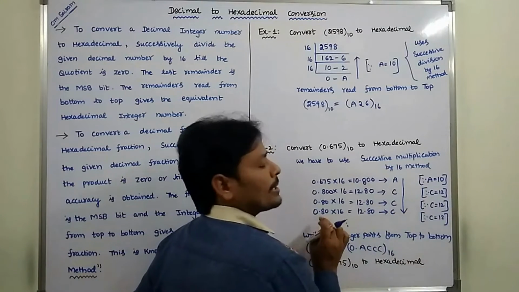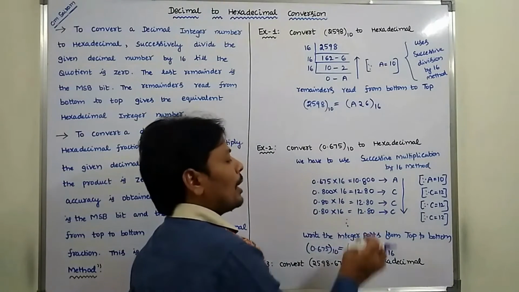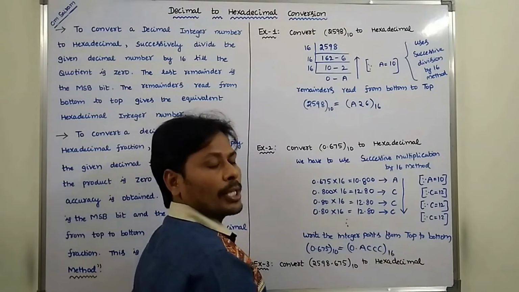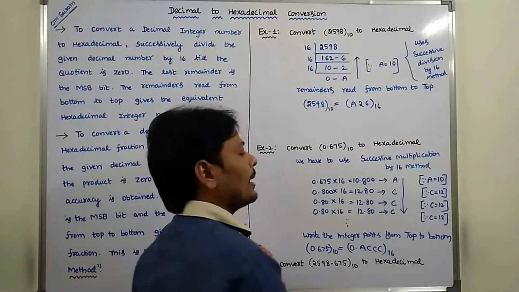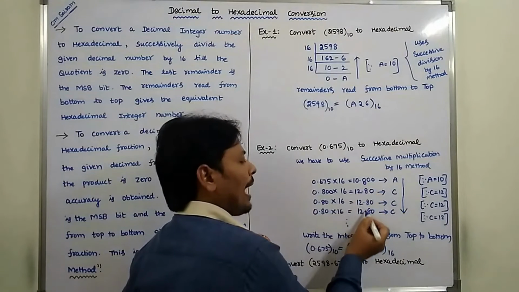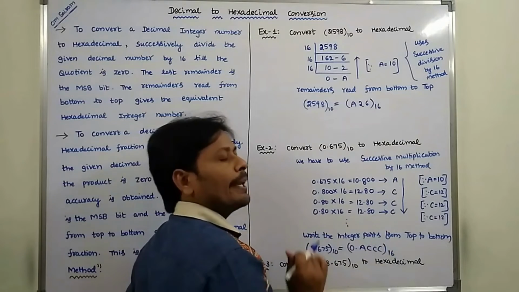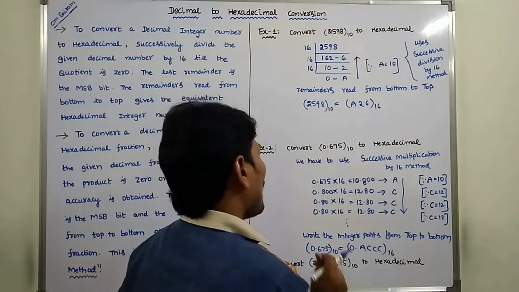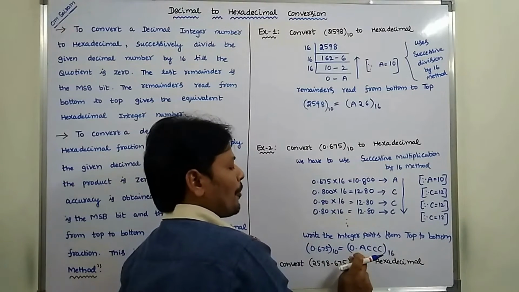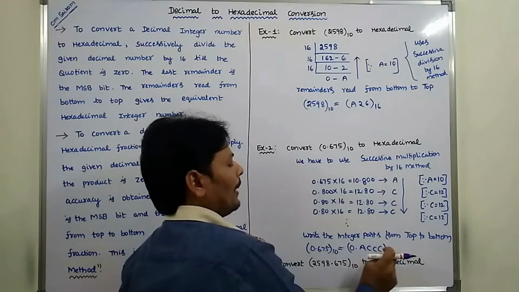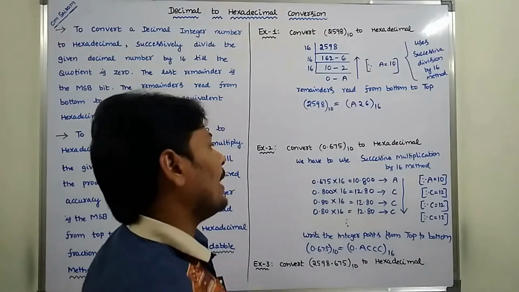Now the remaining part 0.80 is multiplied with 16, and we are getting 12.80. Now the integer part and fraction part can be separated. In the hexadecimal number system, 12 can be written as capital C. So here the same value is repeated. At that time we have to stop the procedure, as the given accuracy is obtained. So now write the integers from top to bottom, and we get the fraction part 0.ACC base 16 for the given decimal fraction number 0.675 base 10.